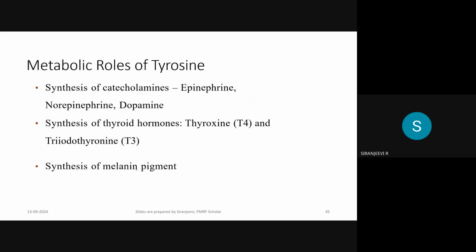Another metabolic role of tyrosine, if you see, is in the synthesis of catecholamines, in the case of epinephrine, norepinephrine, and dopamine, and the synthesis of thyroid hormones such as T4, thyroxine, and triiodothyronine. And synthesis of melanin pigment also takes place in the presence of tyrosine.